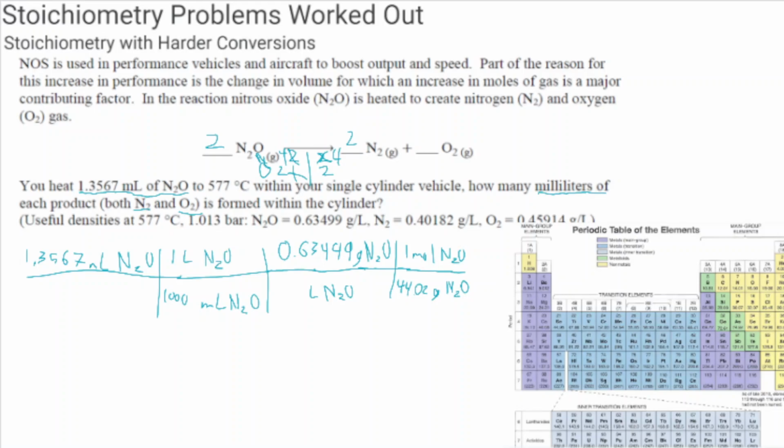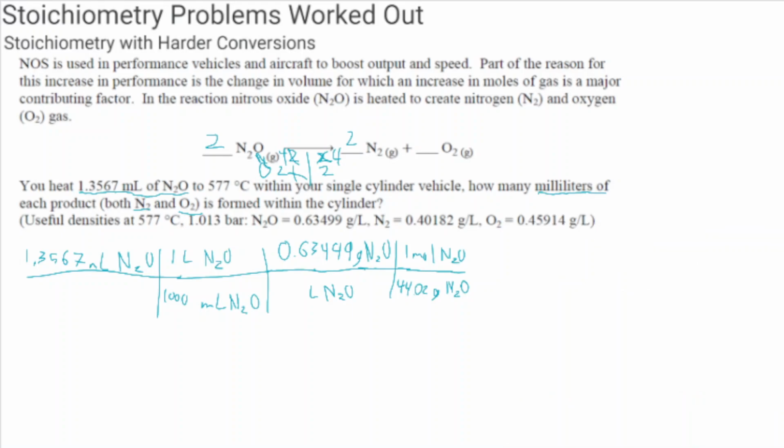Then, now that we're in moles, we can go ahead and look at our chemical equation here. So we have 2 moles of N2O for every 2 moles of N2. And so we'll just put that there. I'm going to go ahead and remove my periodic table. All right, so we're going to put 2 moles of N2O for every 2 moles of N2.